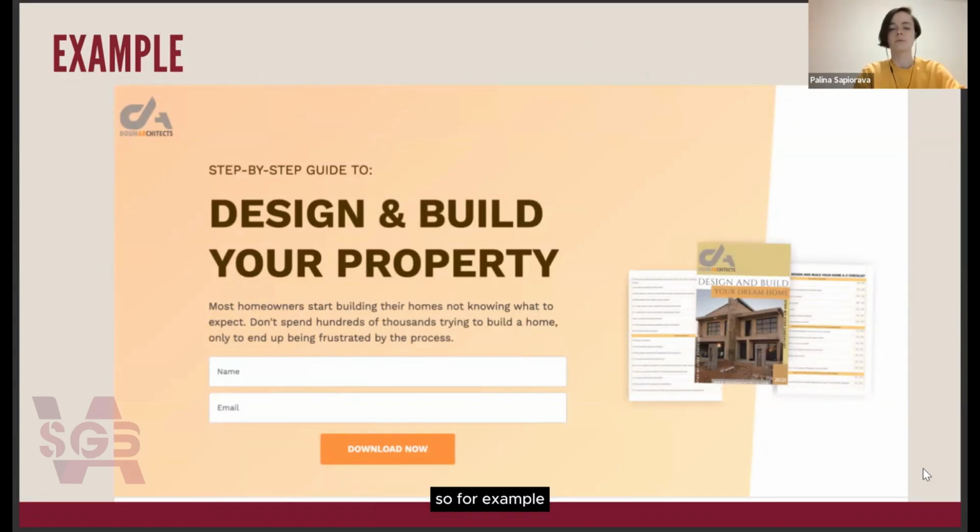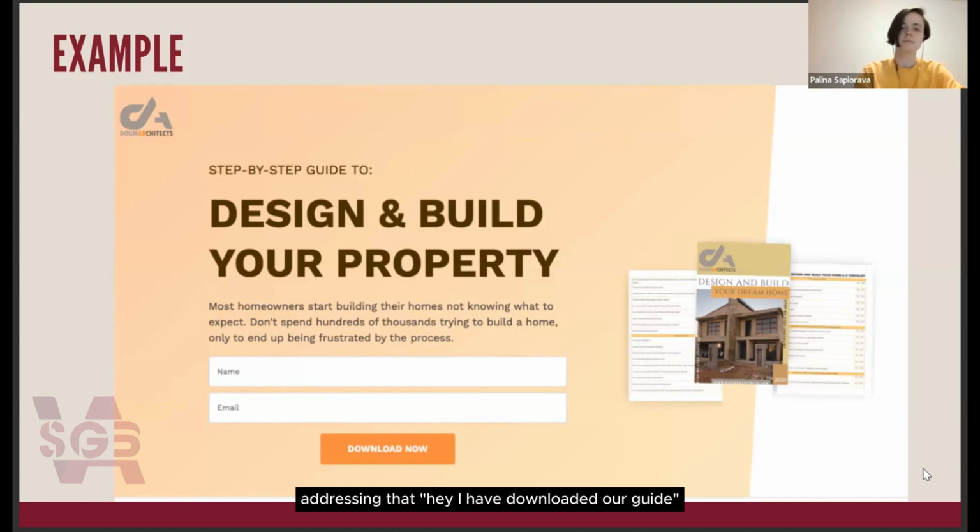So, for example, if you get an email of a person that has downloaded that guide, there's a good chance that this person is actually interested in building or designing their home. And you can contact this person with this email, for example, to offer them additional services or additional information, or just say, hey, I see you downloaded our guide, probably you would like to learn more about what we offer.